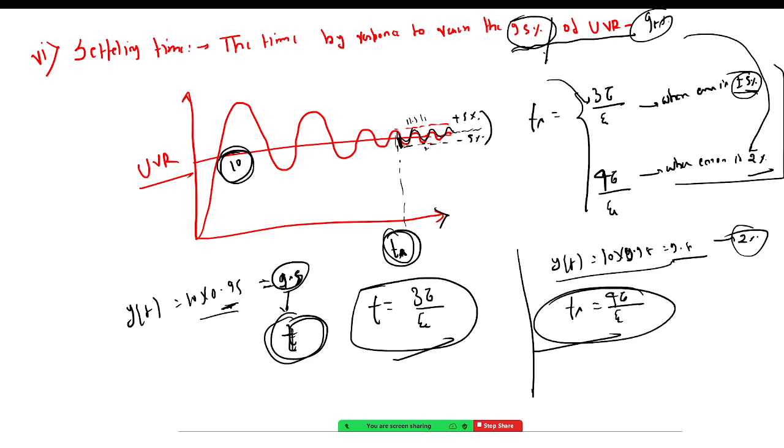Are you getting? Yes, sir. And the value of 10, where have you used it here? I just assumed this value. This will be given in the problem. The ultimate value of response will be given in the problem. This is an experimental thing, we cannot calculate it, right?